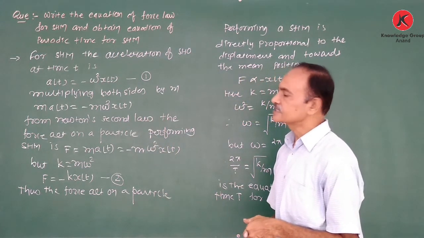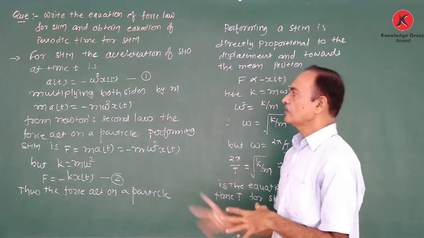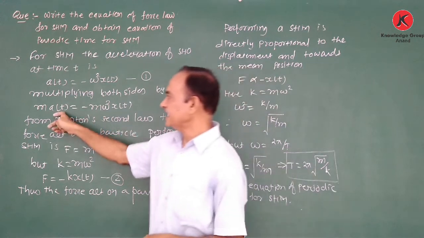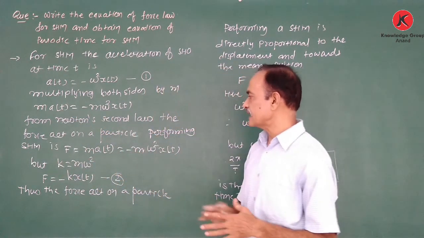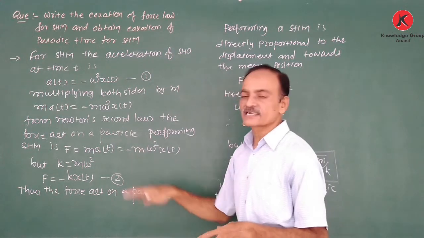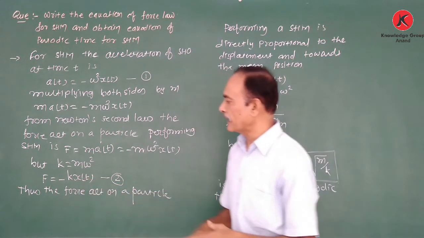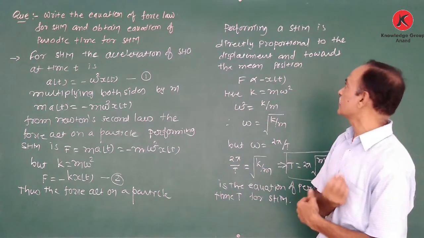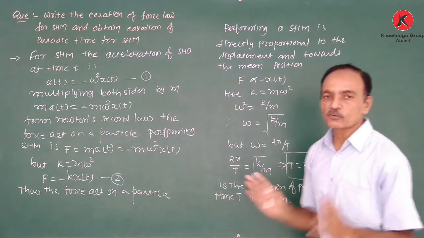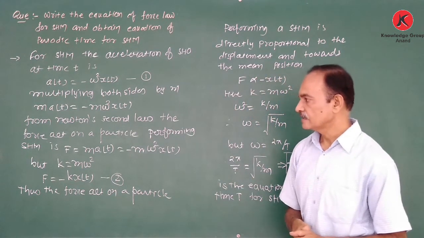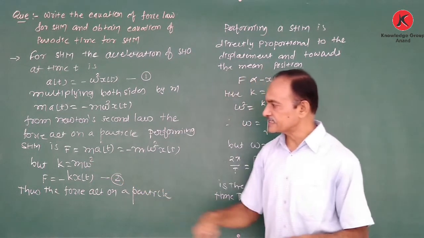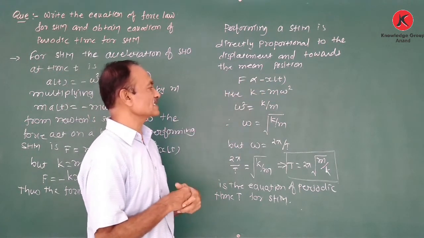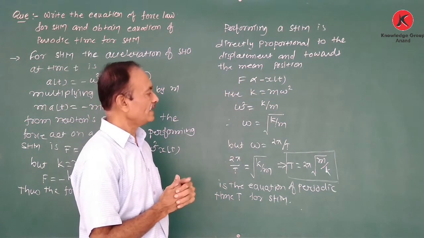Therefore m a(t) is equal to minus m ω² x(t). From Newton's second law, the force acting on a particle performing simple harmonic motion is F is equal to m a(t), is equal to minus m ω² x(t). But here k is equal to m ω², therefore F is equal to minus k x(t). Thus the force acting on a particle is directly proportional to its displacement and towards the mean position. And now we are comparing this, k is equal to m ω². Therefore ω² is equal to k by m.